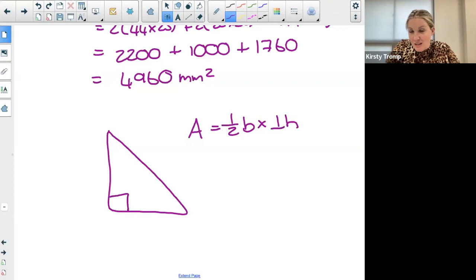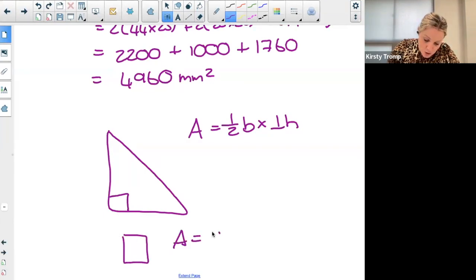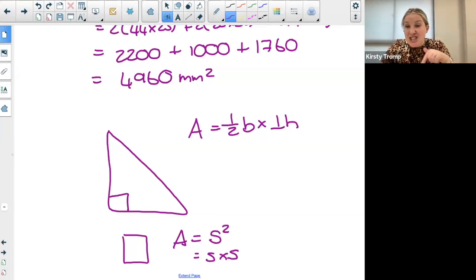Okay, and if you've got a square, the area of a square is equal to the side squared, or side times side. But we actually did this in the lesson, I think it was last week, Mr. Hugo did it. So you'll be able to go back and watch a video on this.